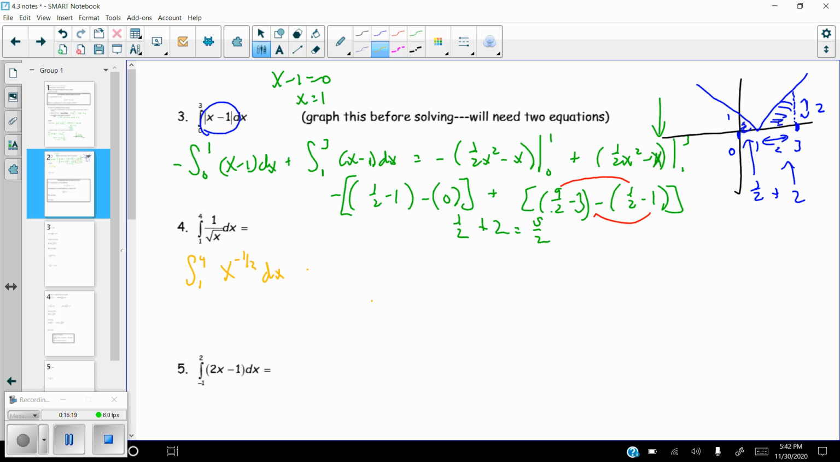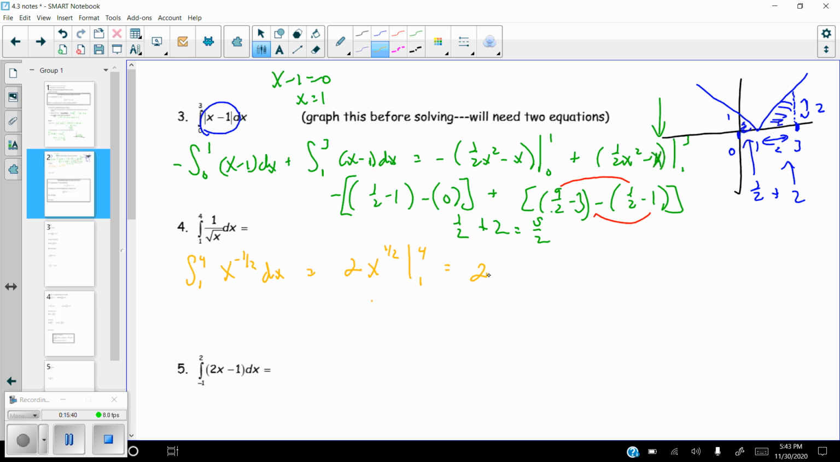And now we can go ahead and use our antiderivative techniques, which says raise the exponent by 1, so x to the 1/2, divide by the new exponent. Dividing by a half is the same thing as multiplying by the reciprocal, 2. So we're going to get that for our antiderivative. We will evaluate that at both of our bounds.